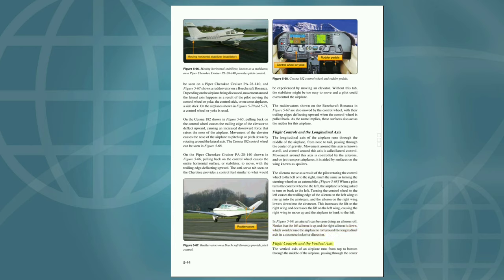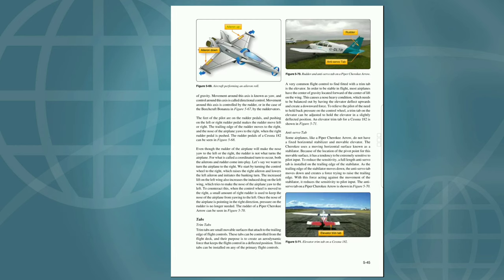Flight controls and the vertical axis. The vertical axis of an airplane runs from top to bottom through the middle of the airplane, passing through the center of gravity. Aileron up. Rudder. Aileron down. Anti-servo tab. Figure 5-70. Rudder and anti-servo tab on a Piper Cherokee. Figure 5-69. Aircraft performing an aileron roll. Movement around this axis is known as yaw, and control around this axis is called directional control. Movement around this axis is controlled by the rudder.